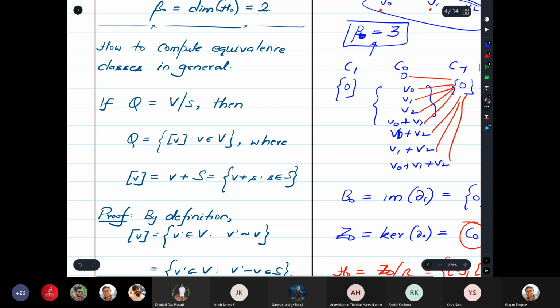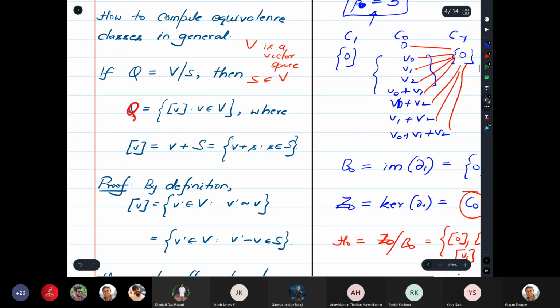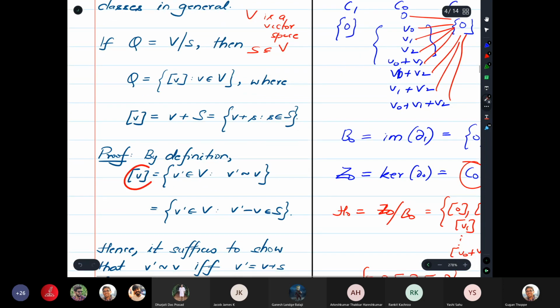All right, so let's say V is a vector space and S is a subspace of V, right? And let's say we define this quotient space in the following way. So this is the quotient of V with respect to S, right? So how do we define this Q then? If Q is V quotient S, then Q is defined to be the set of all equivalence classes of v, where little v is in capital V. And how do we define the equivalence class of v? Well, the equivalence class of v is defined over here.